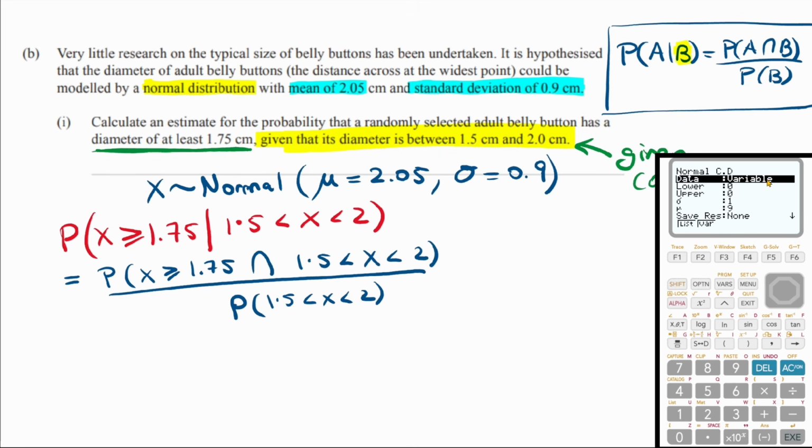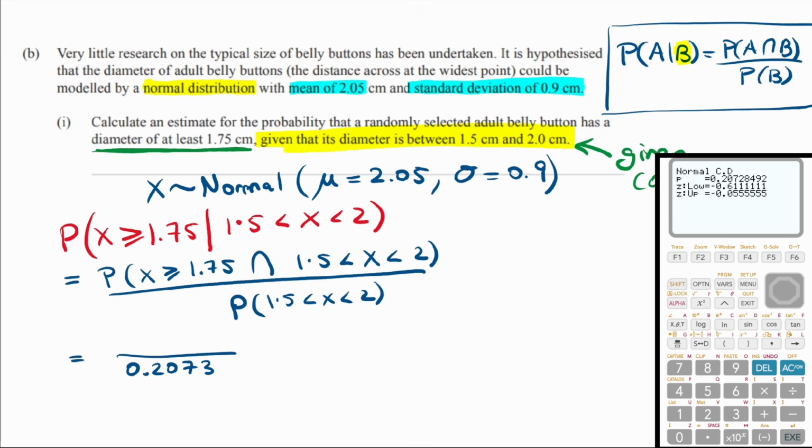Again, make sure you're on the variable, and we're going to put in our lower and our upper. Our lower is 1.5, our upper is 2. And now we need the standard deviation, which was 0.9, and the mean was 2.05. If we put this into the calculator, we find the probability for the denominator, which gives us 0.207.